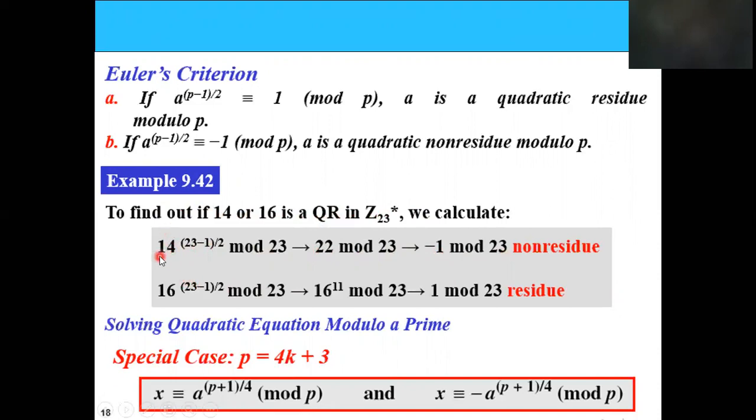So 14 is a non-residue. Now 16 to the power (23 minus 1) divided by 2, in that case we will get 1. So in that case, 16 is a quadratic residue under mod 23. Now to solve quadratic residues mod p, we take the special case p equal to 4k plus 3. In that case, x is congruent to a to the power (p plus 1) divided by 4, and x is minus a to the power (p plus 1) divided by 4 mod p.